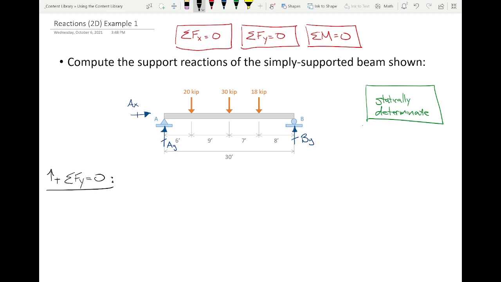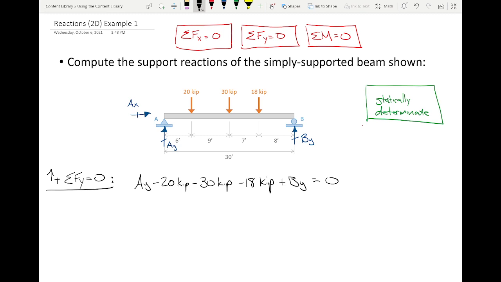AY is going up. What about that 20 kips? It's going down. The 30 kips, going down. 18, going down. BY is going up. Do I consider AX in this expression? No, I'm writing sum of forces in the y direction. Did I miss any? No, right? That's all of them, right? AY, 20, 30, 10, 18. And so this sum must be equal to 0.